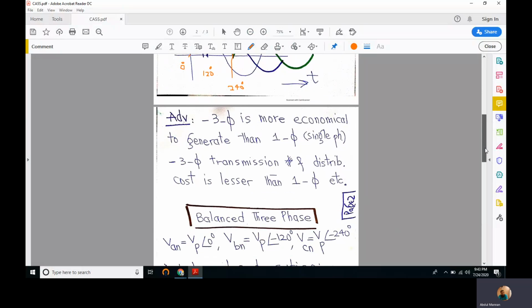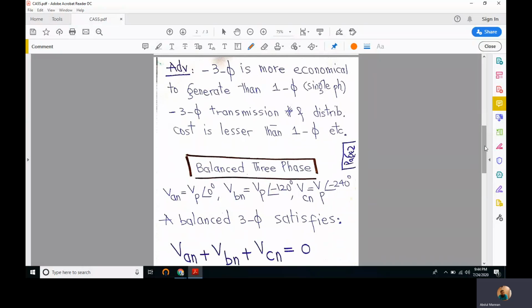So three-phase is more economical to generate than single phase. Three-phase transmission and distribution is also cost effective compared to single phase. These are a few advantages of using three-phase over single phase.